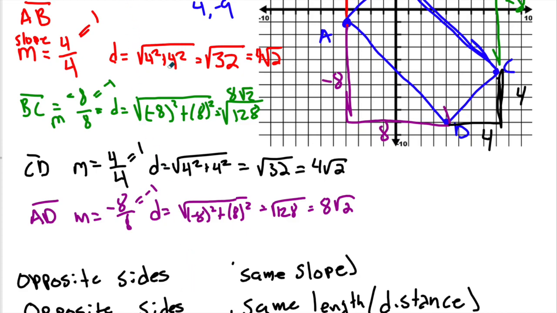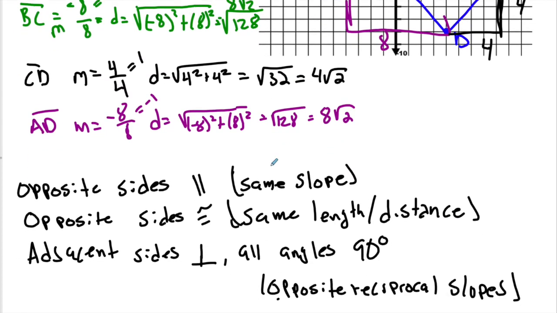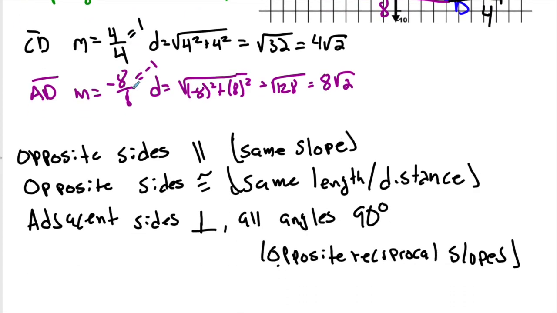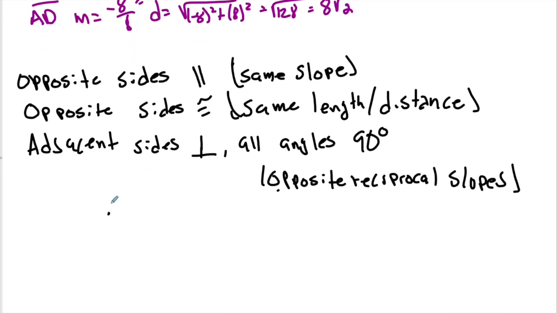So same slope means that opposite sides are parallel, and same length means that opposite sides are congruent. So in any case, you say opposite sides parallel, you claim the slopes are the same. I come and look, okay. You say opposite sides are congruent, same length and distance. I look at the distance. You're clearly labeled as D for distance. Okay, I can see those are the same. Adjacent sides perpendicular, all angles are 90 because of opposite reciprocal slopes. I can see you've simplified them. Perfect.